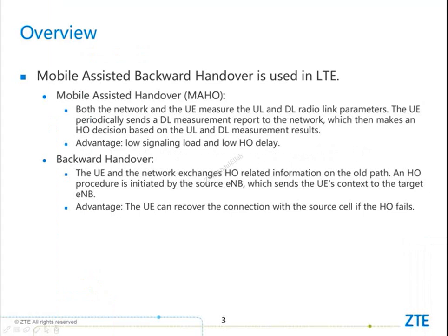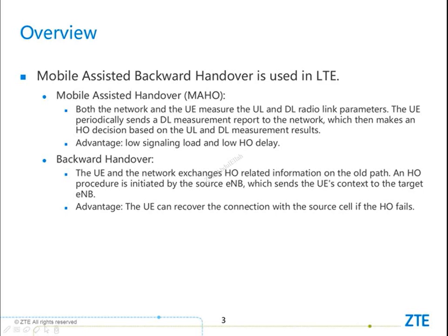We can see in LTE, normally we have two types of handover. The first is mobile assisted handover, which we name MAHO. The second type is backward handover. So what's the difference between these two handovers? In mobile assisted handover, the network and the UE measure up and downlink radio parameters, and the UE periodically sends measurements to the network. This can reduce the signaling load and lower the handover delay.